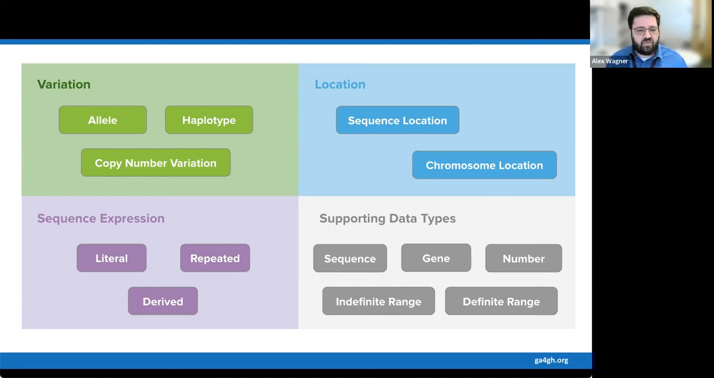Sequence expressions are a way of representing sequences, either in a literal format with literal sequence expressions, where you have A's, C's, T's, and G's, or amino acid residues that are composed as a string that describe the sequence. Or it can be something as abstract as a derived sequence expression, where you provide a sequence location or other location object, and you can use that to say, I'm talking about the sequence that may have been derived from that location. And then finally, there's a variety of different supporting data classes, things like genes and numbers and ranges that allow us to create these higher order constructs.